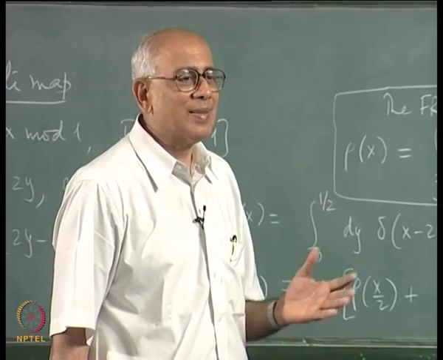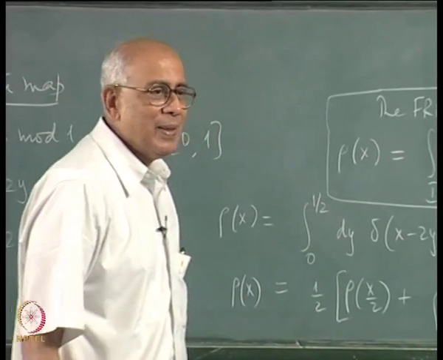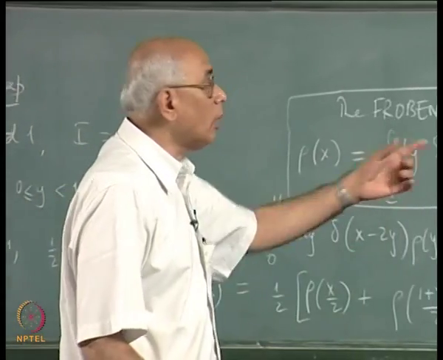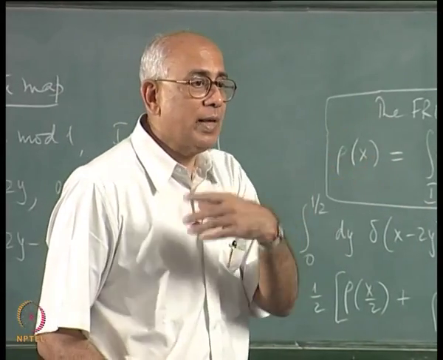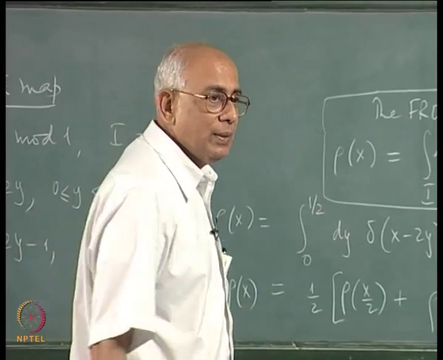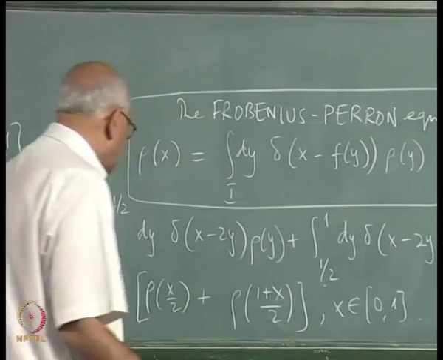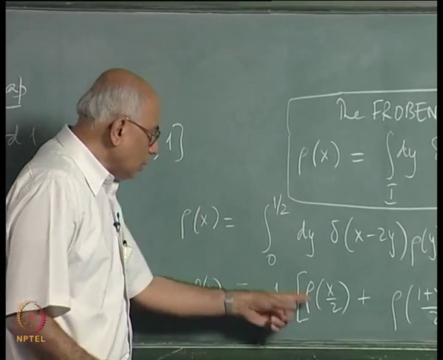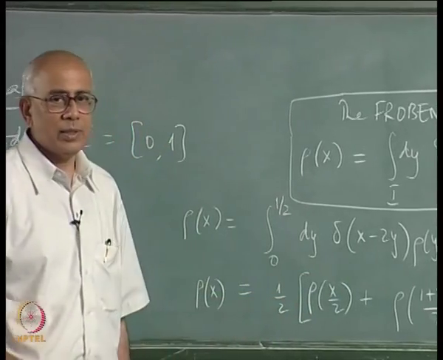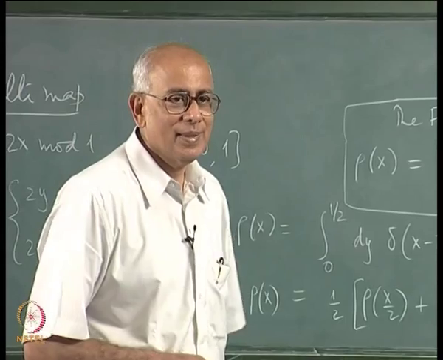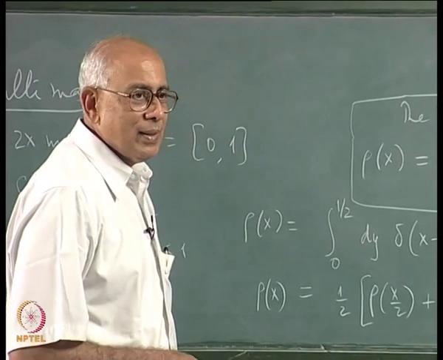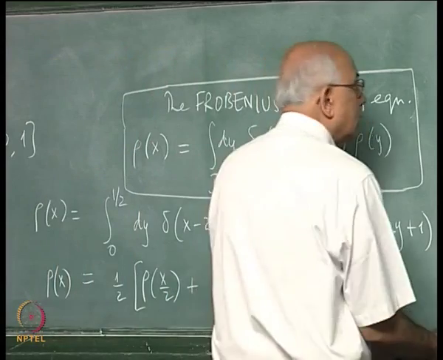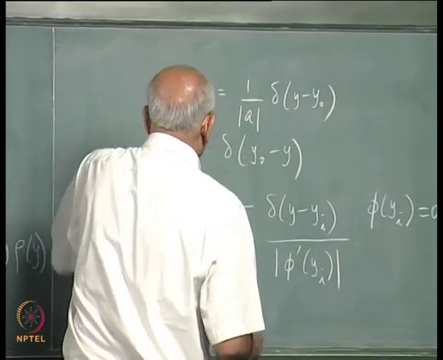So what would be a guess? It is a constant, right? And what kind of constant should it be? It should be normalized: the integral from 0 to 1 of rho of x dx must be equal to 1. So if rho of x is a constant equal to 1, then it says 1 is equal to 1 plus 1 divided by 2, which is true, right? So in this case the unique solution for this density is in fact a constant.